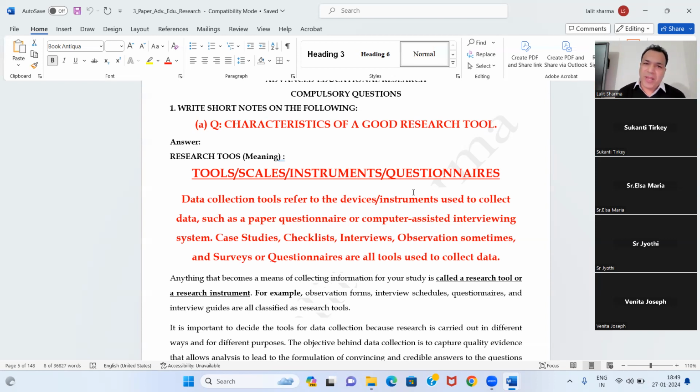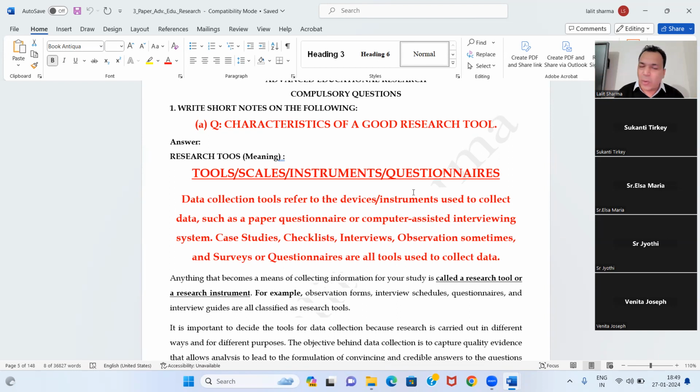Here you have to note that whenever the word tool is used, its synonyms are scale, instrument, and questionnaire. These all things are the same. Either tool, scale, instrument, questionnaire, or any test used to collect data is called a research tool. These are used to collect the data from the student.